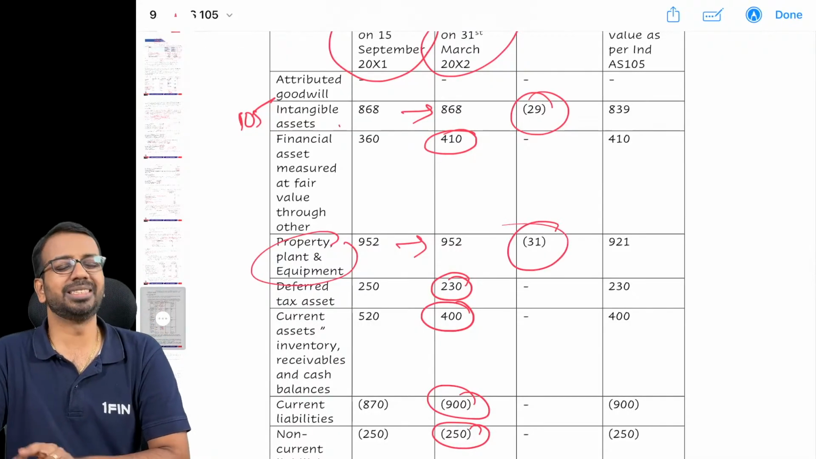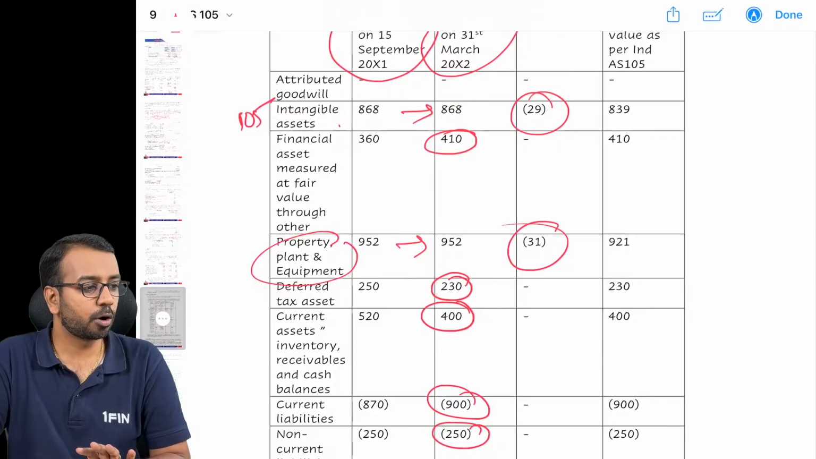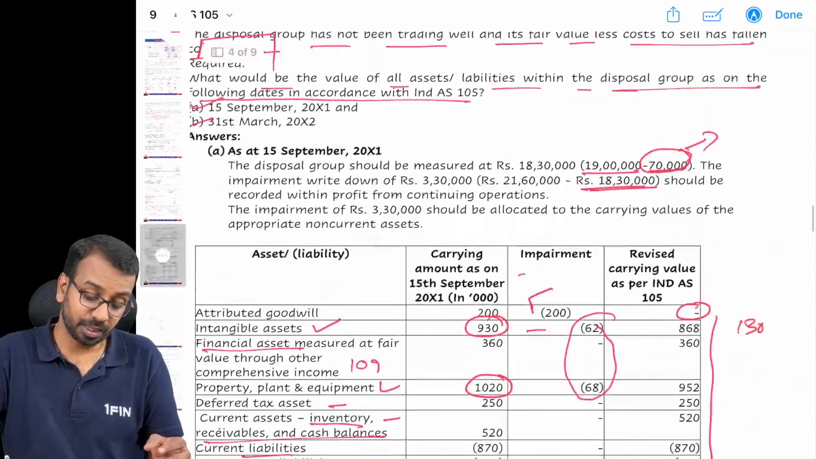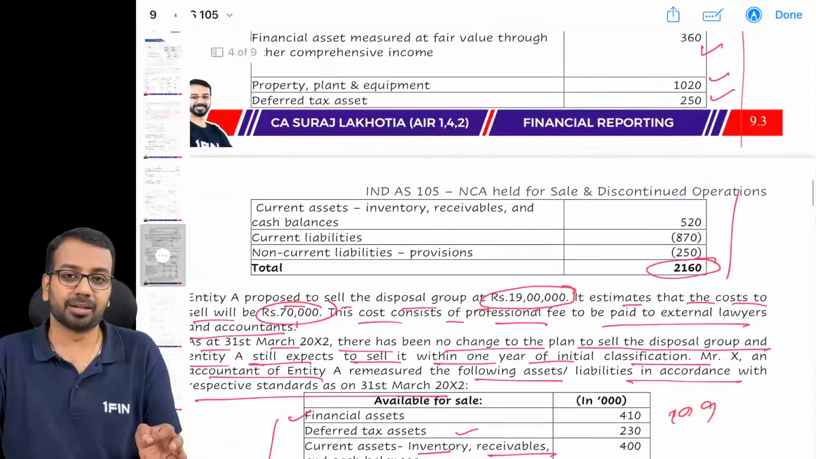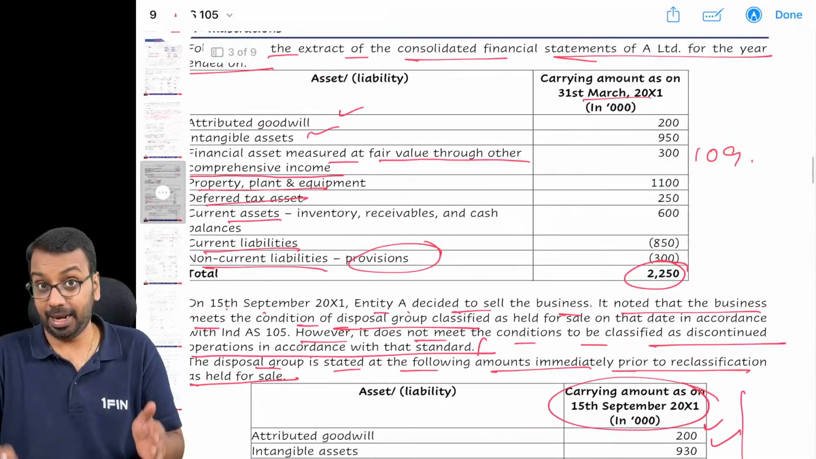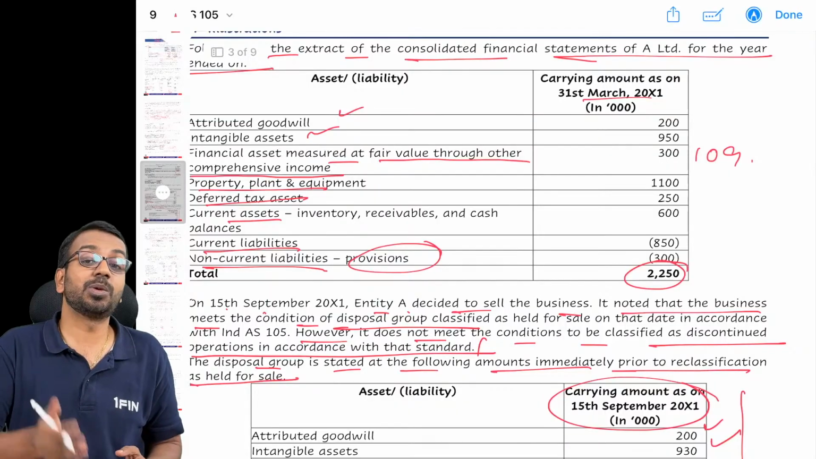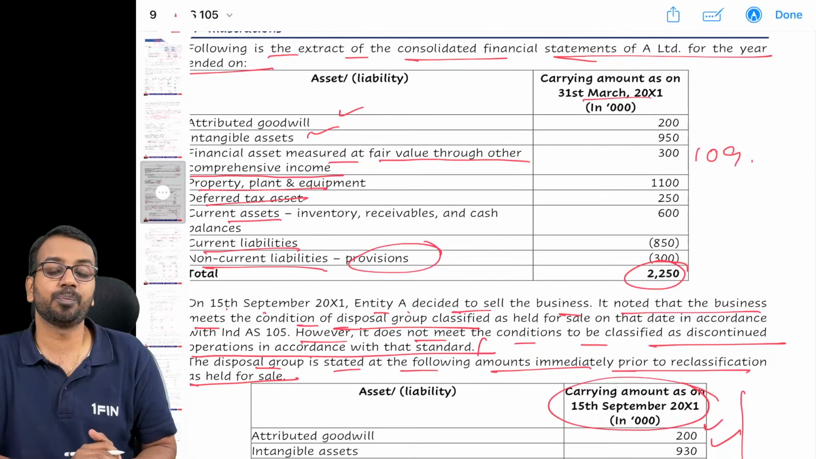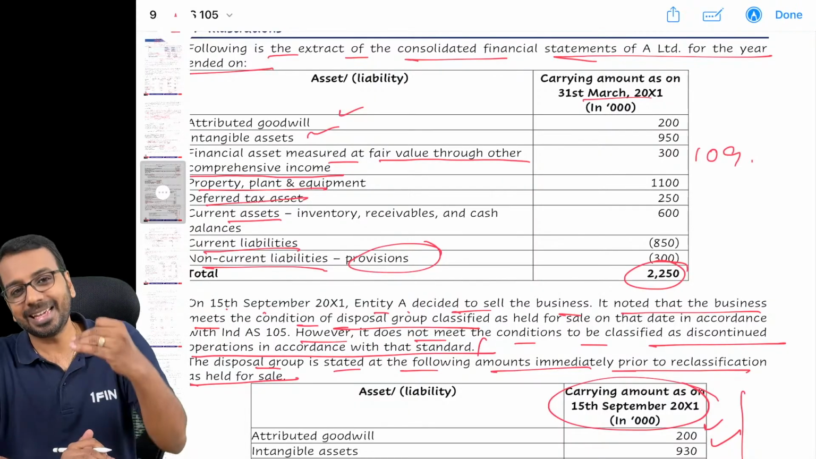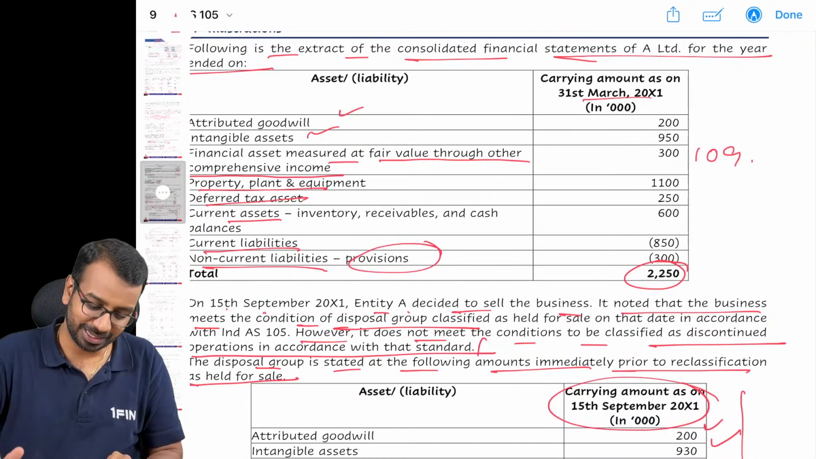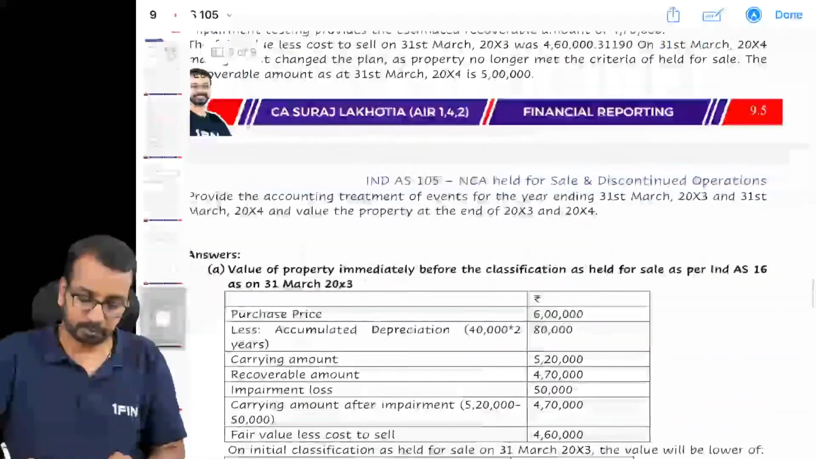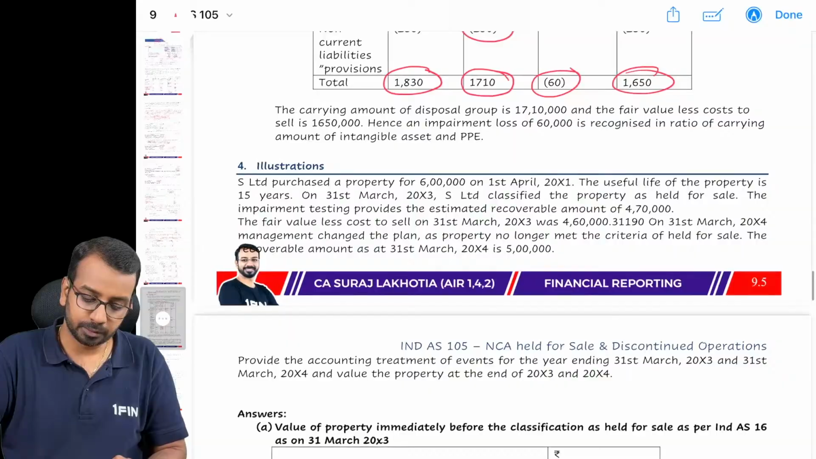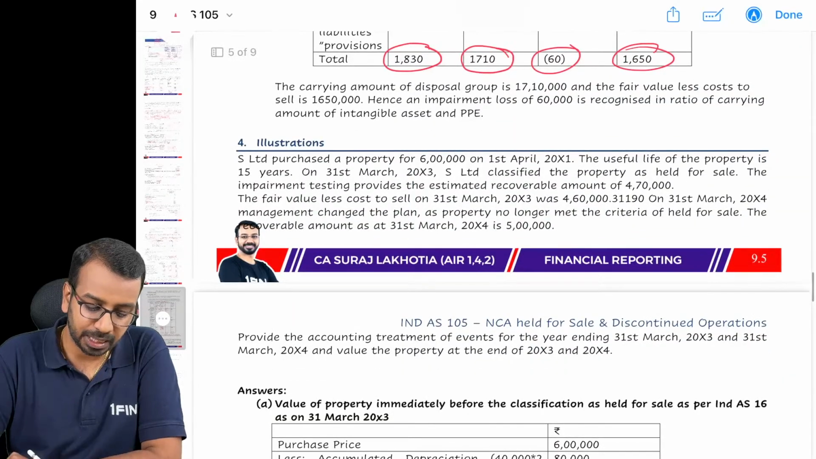Simple and straightforward. Generally we do not see many questions from Ind AS 105, but still if at all a question comes, see, once you are logically clear, you will be able to score well. And yes, these questions will be lengthy, and as I told in the previous session also, lengthy questions are generally easier to handle. So don't be scared of that. Let's look at the next one.